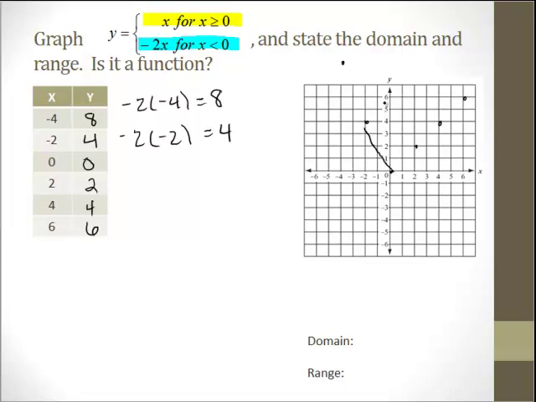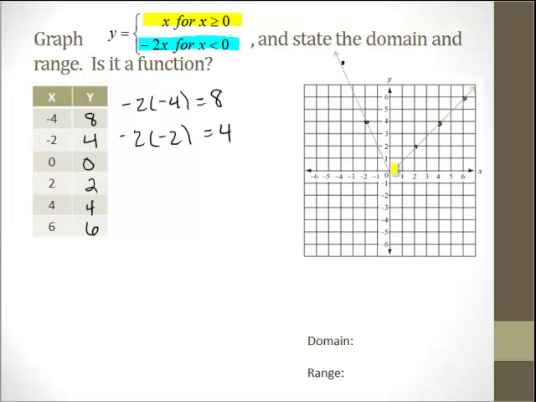This graph is a little bit different. I'm really not good at drawing these today. Let's try this. There's one, and there's the other one. Okay, so what would the domain and range be?